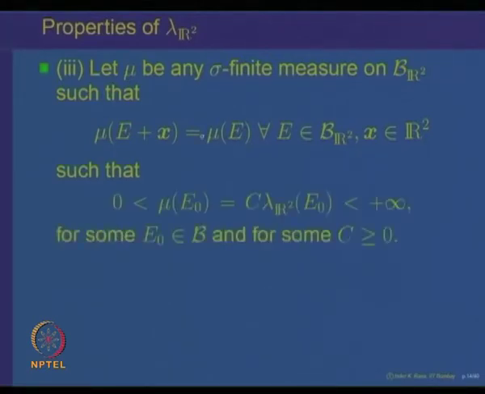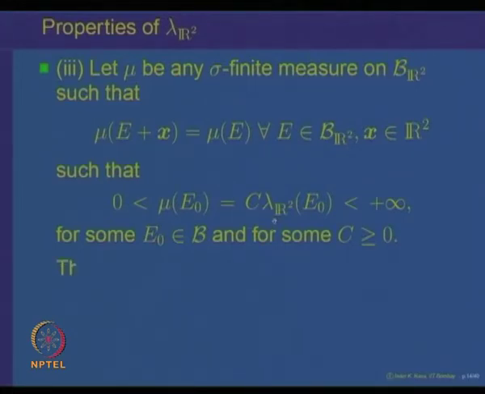And let us assume that there is some particular set E naught such that the measure of the set E naught is positive, and the measure mu of E naught is a constant multiple C of the Lebesgue measure of the set E naught, and it is finite. So, there is a set of finite positive Lebesgue measure such that mu of E naught is a constant C times the Lebesgue measure of E naught.